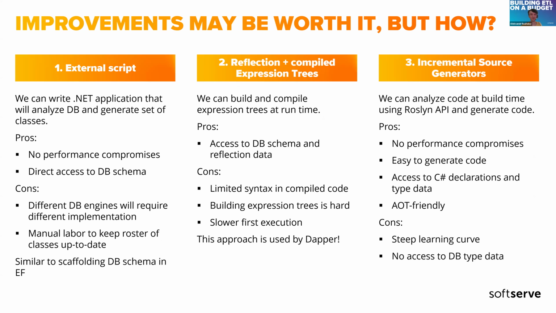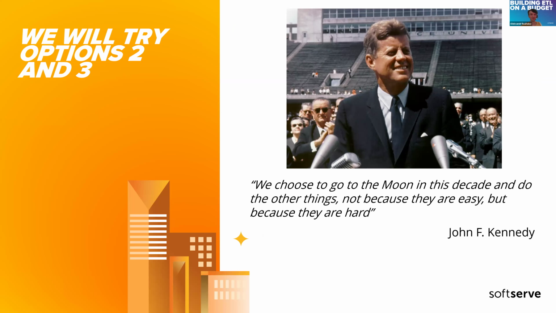So how can we avoid perils of reflection and libraries, but not write a whole lot of code for each process? I see three approaches. First is to write separate .NET applications that will analyze database schema and create classes we need, similar to how scaffolding database schema works in Entity Framework. Alternative is to utilize reflection for initial model analysis, but use compiled expression trees to do actual work. This approach is used by Dapper. Or we can use incremental source generators to analyze model and write code at build time. I decided to use second and third options because they're most interesting and educational.